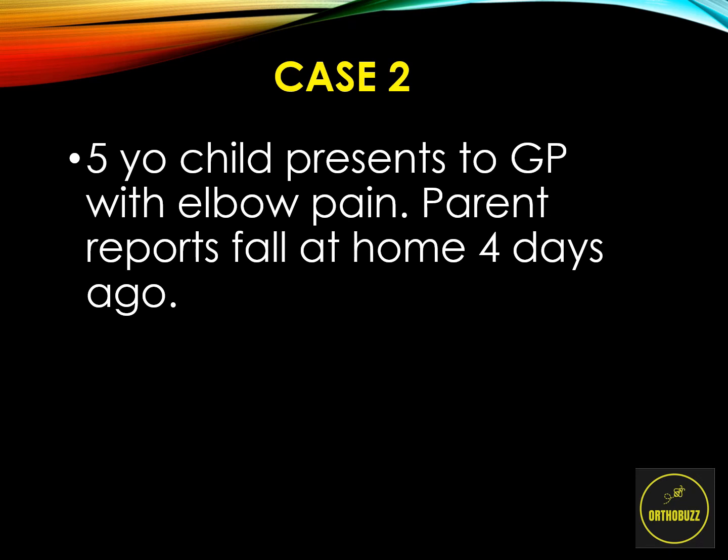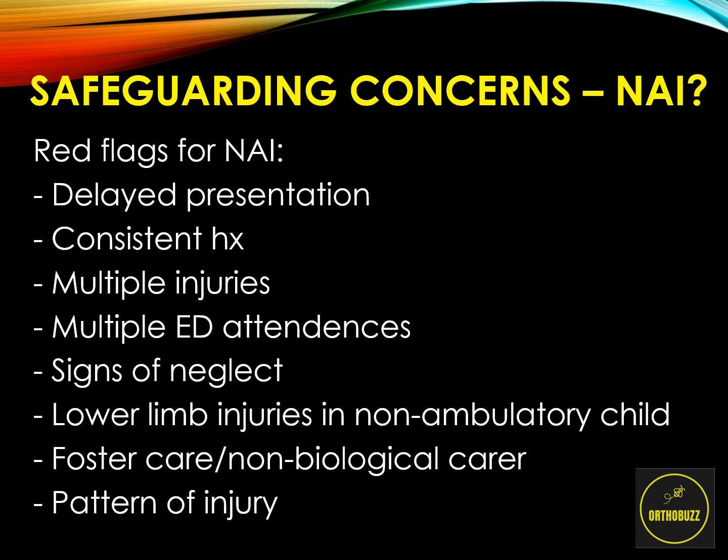We always have to be aware of non-accidental injury, and there are certain red flags that can alert us to this. These include a delayed presentation, as in this case, an inconsistent history, multiple injuries, multiple emergency department attendances, signs of neglect, lower limb injuries, especially in those patients that are non-ambulatory or before walking age. There are other social circumstances such as being in foster care or being with a non-biological carer, as well as the pattern of injury that the child presents with. Assuming in this case we've looked through this and discussed with our safeguarding lead and we're not concerned about this, let's have a look at the image.